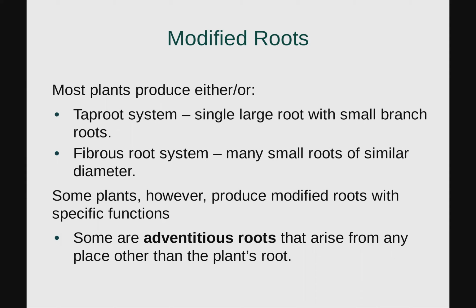Now, there are two distinct types of root systems, which we call the taproot system, which is a single large root with smaller branching roots. You can think of a carrot. A carrot is just a taproot. And then we have what we call the fibrous root system, which is the typical root system we think about. Many smaller roots coming off one larger root that have relatively similar diameters. So two distinct root types, but some plants have some really interesting modified root systems with specialized function, which we call the adventitious roots that typically arise from any place other than the plant's root.